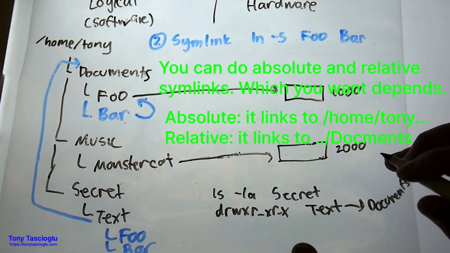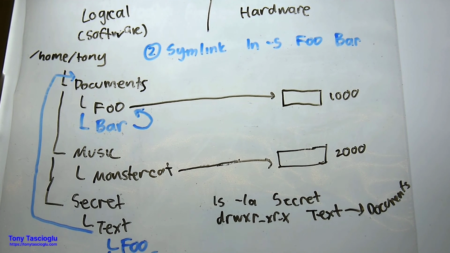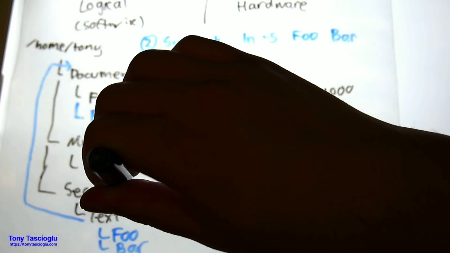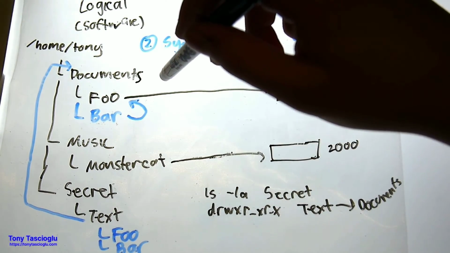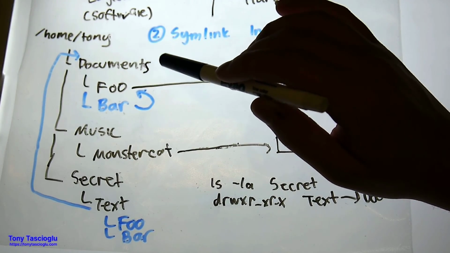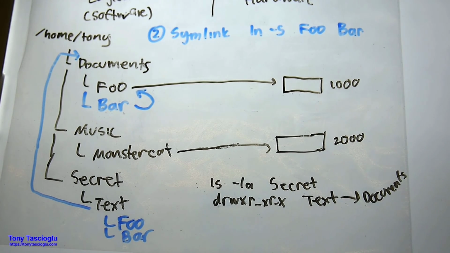Now, if you're symlinking folders, there are a couple things you need to be aware of. You can create symlinks using relative addresses, or using absolute or complete paths. So for example, /home/Tony/secret/text. Say I wanted to link text over to documents. What I would do is go ln -s /home/Tony/documents /home/Tony/secret/text. And that would link this folder.